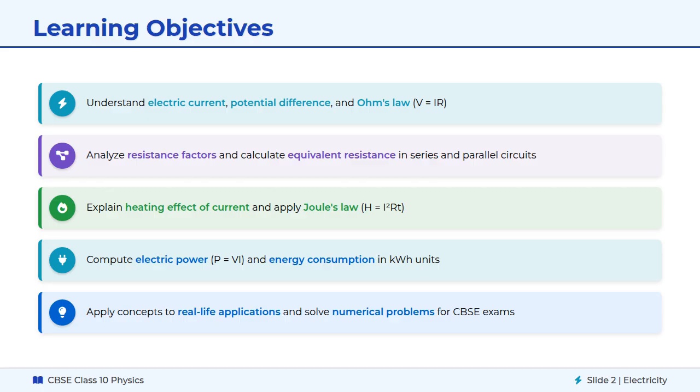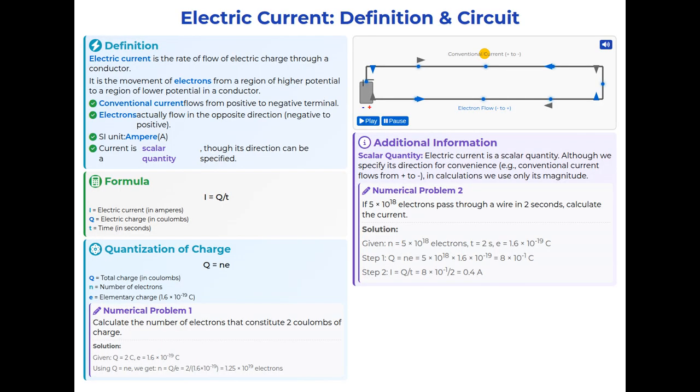Well, in simple terms, it's just the rate of flow of electric charge through a conductor. We measure current in a unit called amperes, and that's abbreviated as A. The governing formula is I equals Q divided by T, where I is current, Q is the net charge, and T is time.